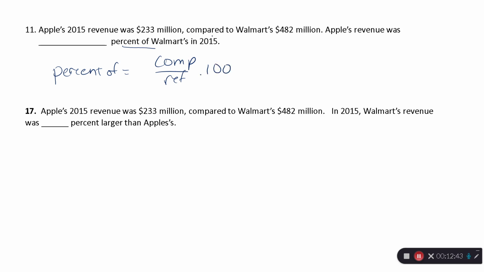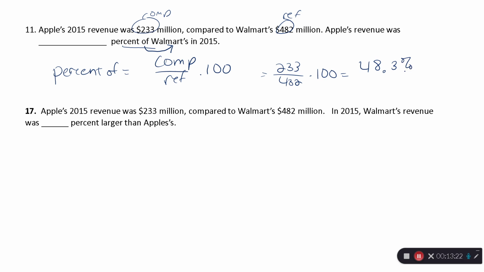So here, don't really read all this compared to and all that. That's going to make you confused. Look for the percent of statement and look to see what percent of is referencing. So percent of here is referencing Walmart. So this 482 is my reference. This 233 is my compared. 233 over 482, I don't know why I'm losing numbers in there, times 100. And I get 48.34. So I'm just going to call that 48.3.